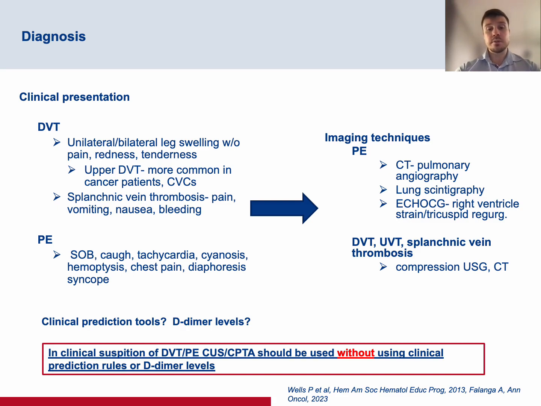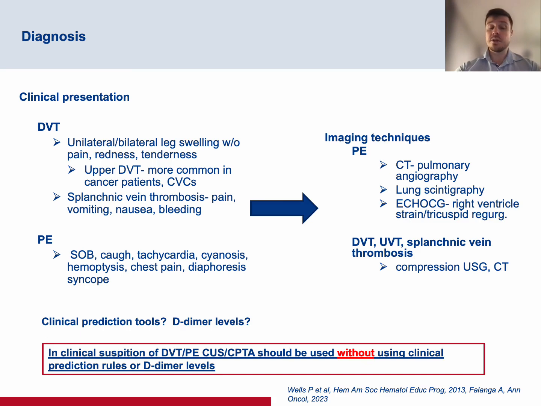The diagnosis of VTE is made using imaging techniques. For pulmonary embolism, the gold standard is CT pulmonary angiography, and in patients in whom CT cannot be used, we can use lung scintigraphy or echocardiography. The gold standard for deep vein thrombosis or upper vein thrombosis diagnosis is the compression ultrasound, and in patients with splanchnic vein thrombosis, CT scan is the most useful.